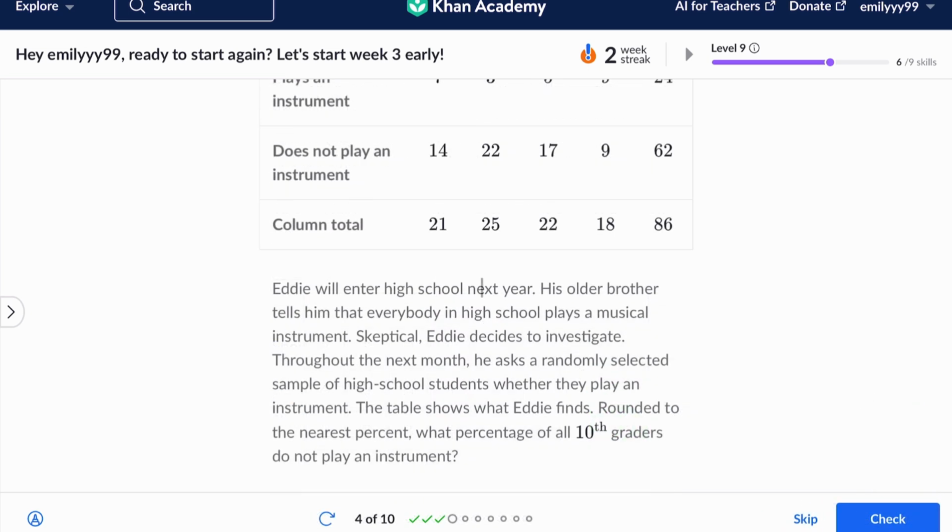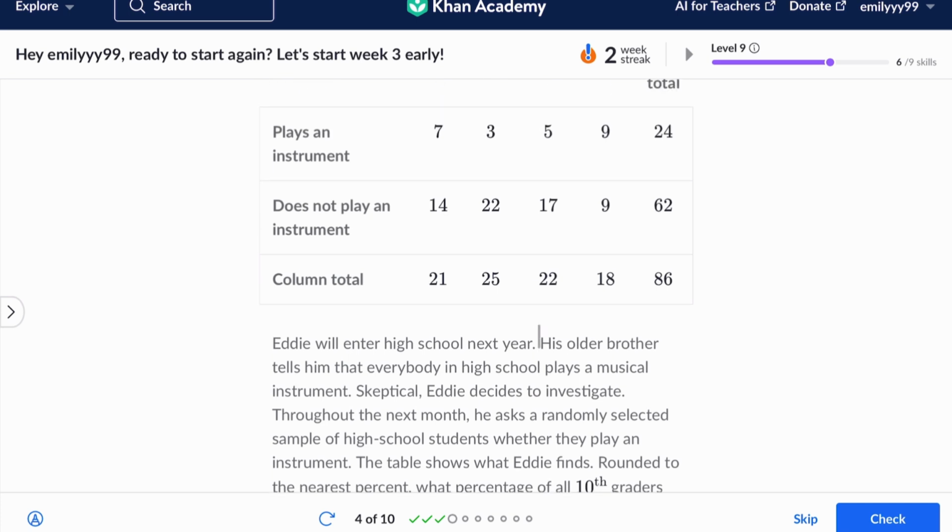Eddie will enter high school next year. His older brother tells him that everyone in high school plays a musical instrument. Skeptical, Eddie decides to investigate. Throughout the next month, he asks a randomly selected sample of high school students whether they play an instrument. The table shows what Eddie finds. Rounded to the nearest percent, what percentage of all 10th graders do not play an instrument?